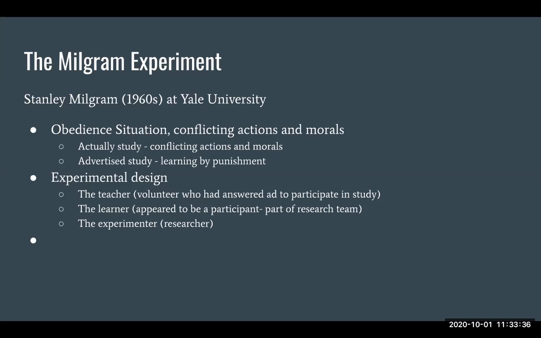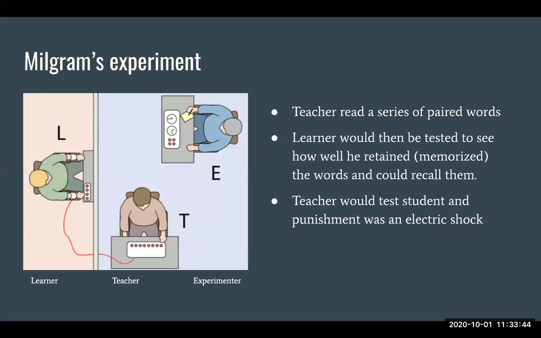So there's three people: the teacher, the learner, and the experimenter. Let me give you a visual. So we have the L, T, and E, the learner, teacher, and experimenter. The experimenter is the one who is running the experiment, obviously. And then the other two participants, the learner and the teacher, seem like both average everyday people who just signed up for the experiment, and they brought in two people and randomly assigned them to be the learner or the teacher.